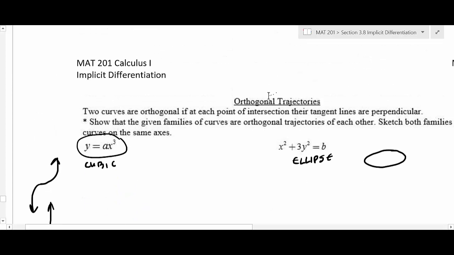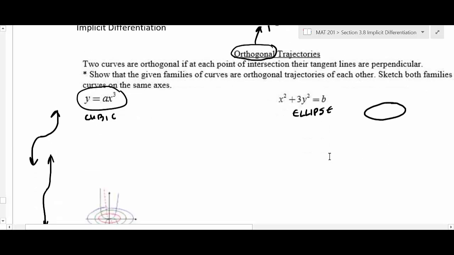So the idea of orthogonal is just a word we use that's really the same as perpendicular. They're at right angles to each other. The trajectories can be at right angles to each other. And what I'm going to do is show mathematically that this cubic is at a right angle to this ellipse. And this is something we're going to do with differentiation.